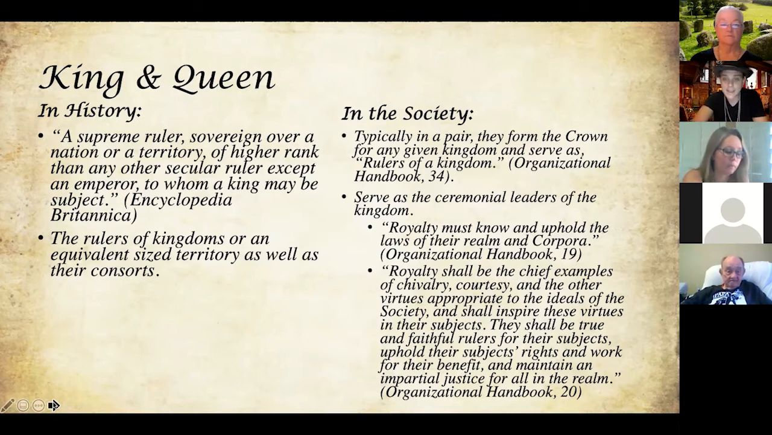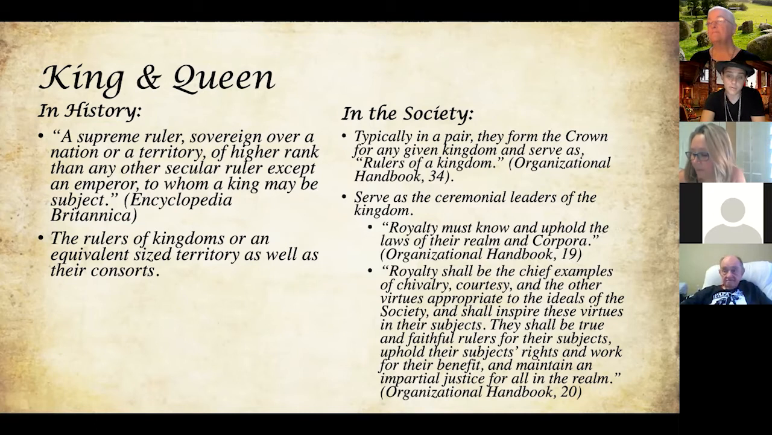They would rule a kingdom or an equivalent-sized territory, depending on the nomenclature of their particular area. In the society, these typically form a pair, although there have been cases where there was only one at a time, who form the crown of any given kingdom and serve as the official rulers. And in Organized Handbook, this is one of the other official names for corpora, because the handbook is a collection of corpora and the bylaws.